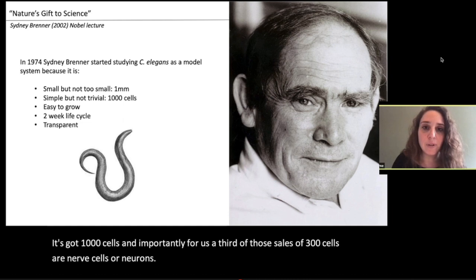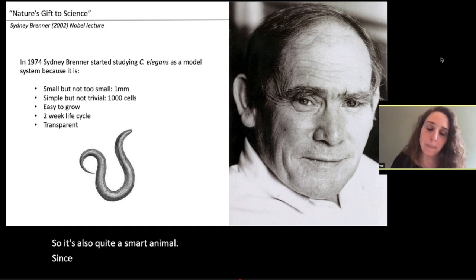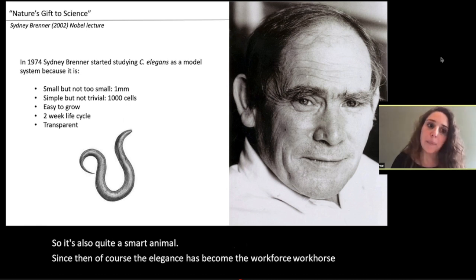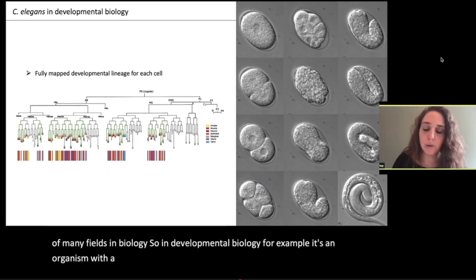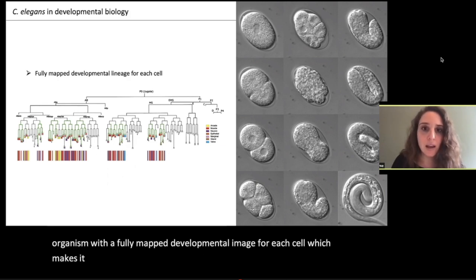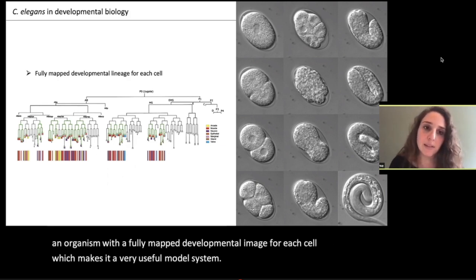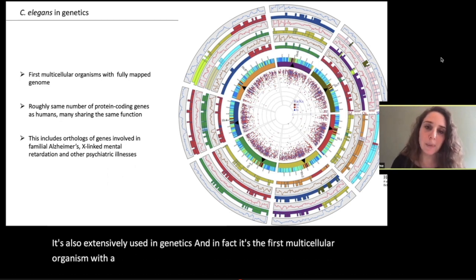Since then, of course, C. elegans has become the workhorse of many fields in biology. So in developmental biology, for example, it's an organism with a fully mapped developmental lineage for each cell, which makes it a very useful model system. It's also extensively used in genetics. And in fact, it's the first multicellular organism with a fully mapped genome. It's even used in space exploration.